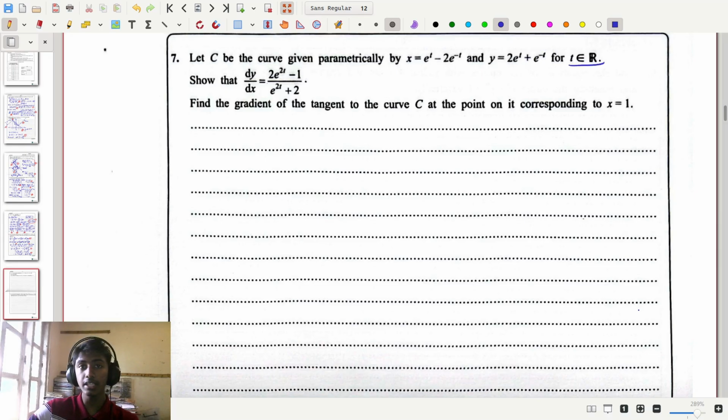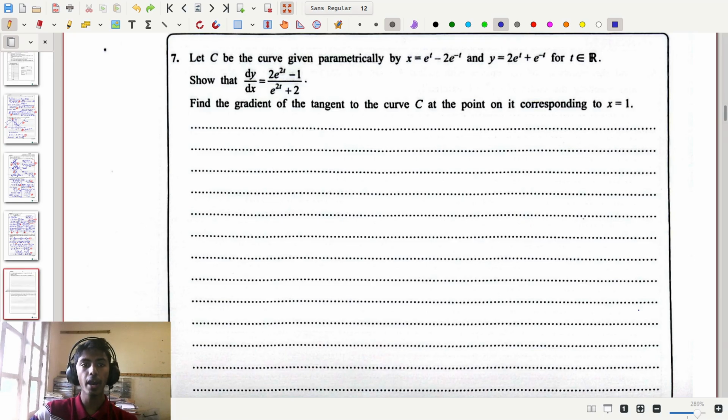So this means that t is some element of the real numbers, it can be any element of the real numbers, and for a particular value of t, there's a corresponding point x comma y that is on this curve C. Now given this, we are asked to first show that dy by dx, the derivative of y with respect to x, is given parametrically in terms of t as 2 times e to the power of 2t minus 1 divided by e to the power of t plus 2.